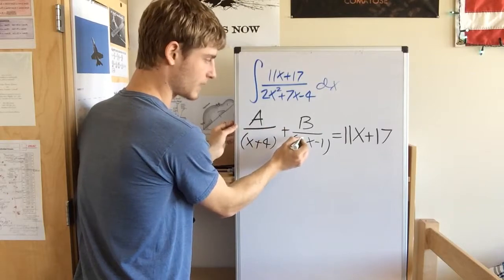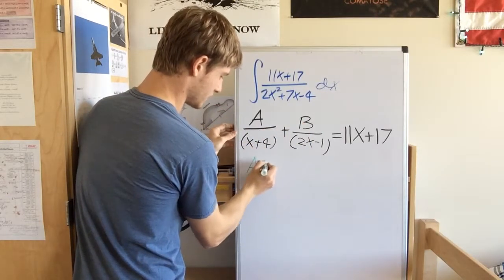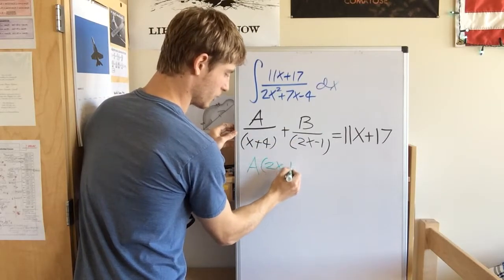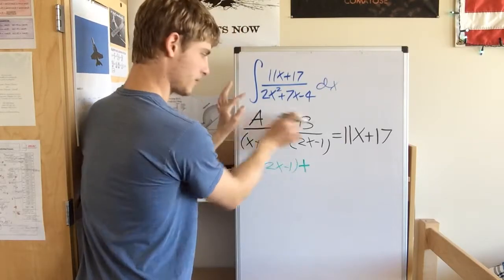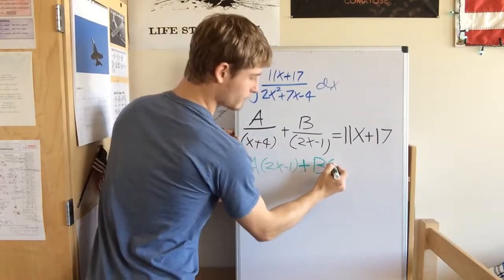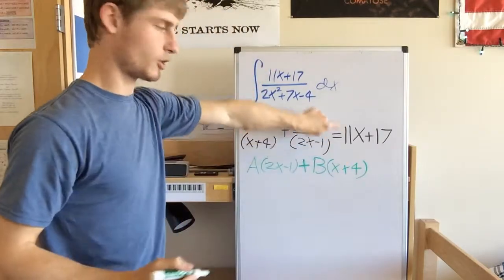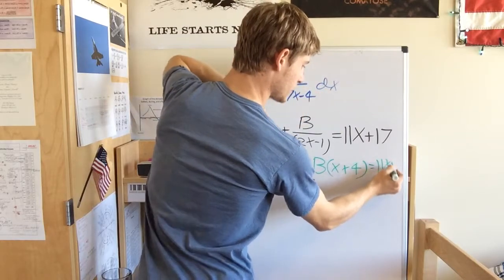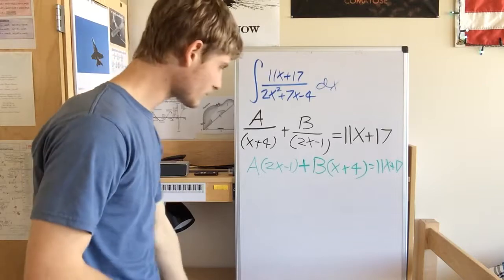So we're going to say A times that plus B times that. So we're going to have A times here, which is 2x minus 1. And we're going to say that added to the other way, which is going to be B times x plus 4. And that is all going to then equal our equation over here, equals 11x plus 17. Kind of running out of room over there, but I hope you guys can see it.